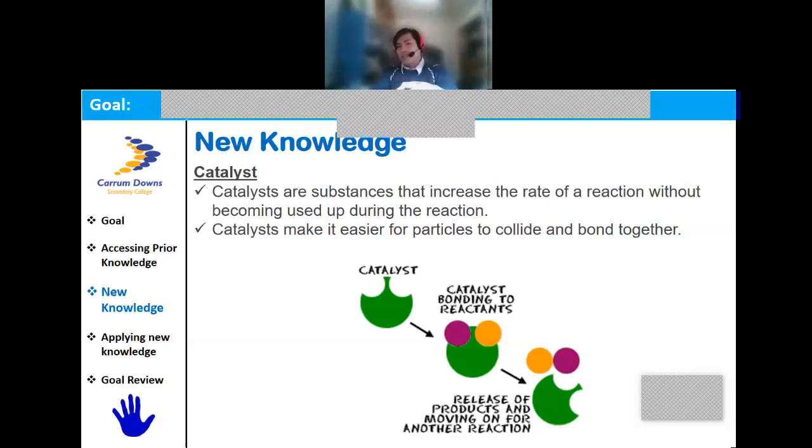When you put Mentos inside, it speeds up that chemical reaction, releasing more carbon dioxide, and that creates that fountain of Diet Coke gushing out of the bottle. Once the reaction has happened, if you look at the Mentos, you can see that they're not used up. They may dissolve a little bit, but not used up completely. So Mentos is a great example of a catalyst.